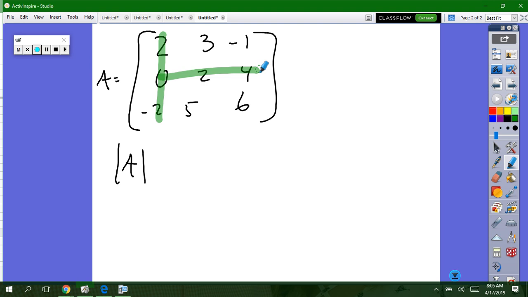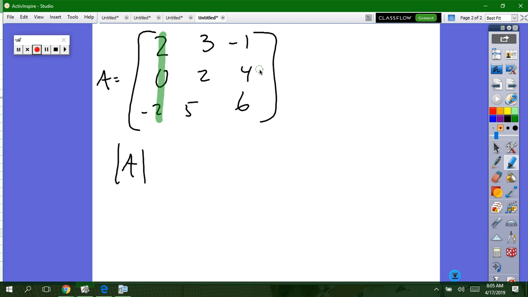But what happens when you find a determinant of a 3 by 3 is you take a row or a column, and then the elements of that row or column become scalars. You guys remember what scalars were? They're the numbers on the outside of the matrix, right? Does that make sense to everybody? Okay. So I'm going to use that first column that I have there: 2, 0, negative 2.